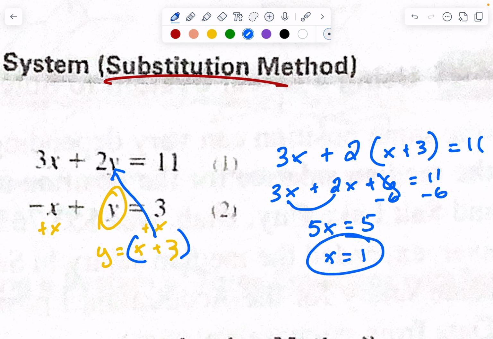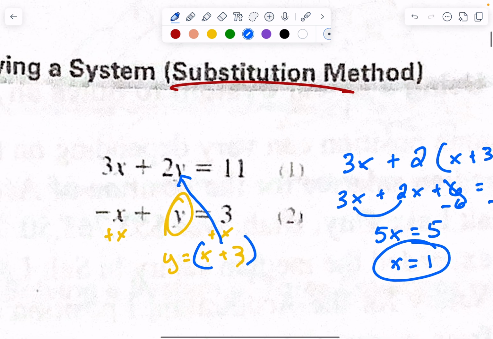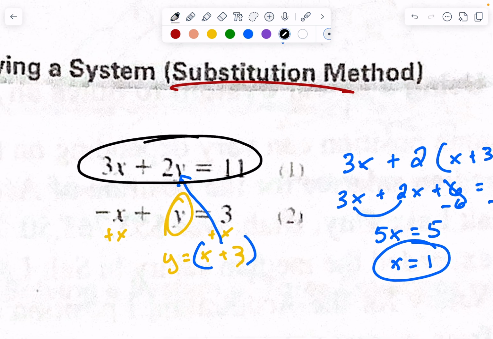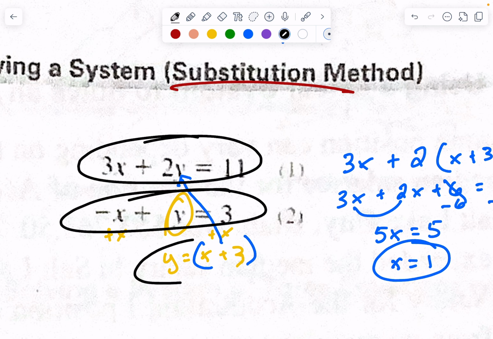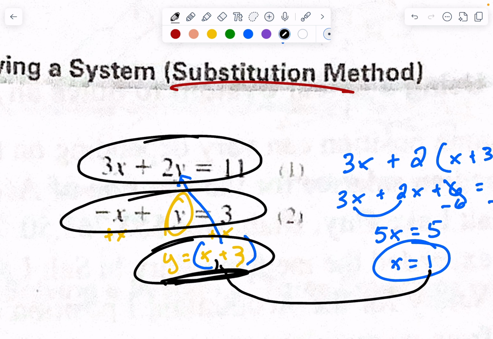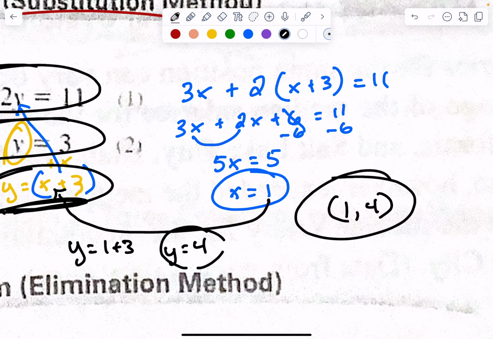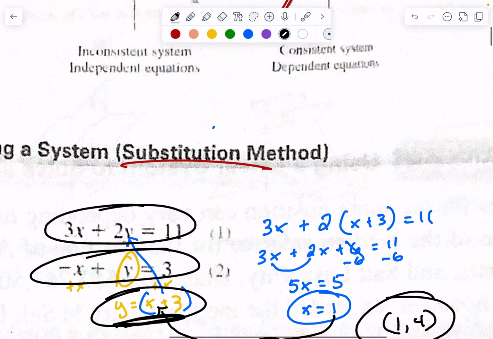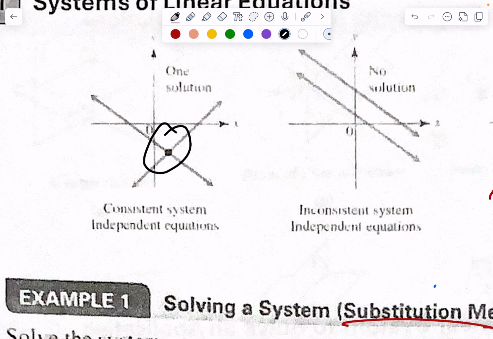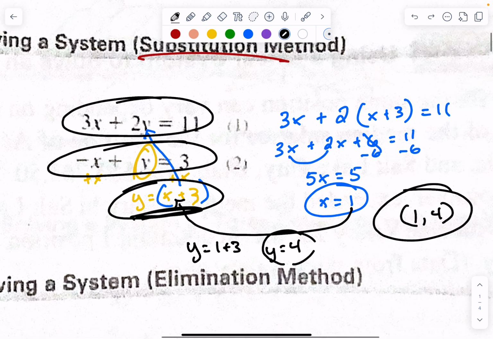Okay, now you have options. We have to solve for y also. You can plug x into the top equation, into the bottom equation, or into this little solved-for equation, and that's the easiest one. I'm going to plug 1 in there, so y equals 1 plus 3, or y equals 4. I like to write my answer as an ordered pair, 1 comma 4, and that dot is the place where these 2 lines cross each other, at 1 comma 4. Good. That's substitution.